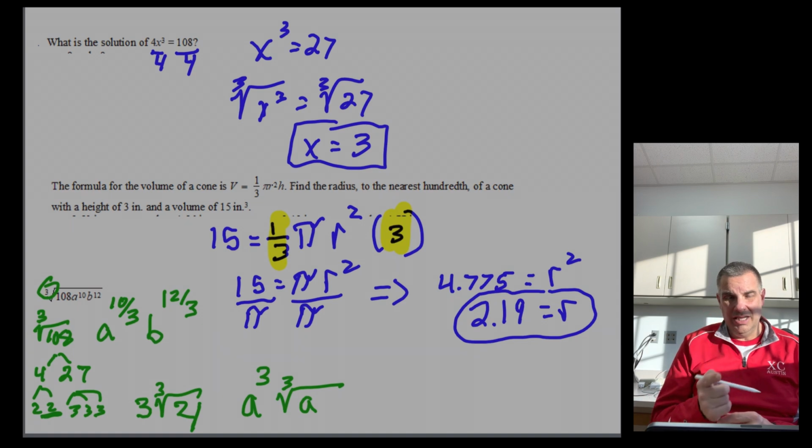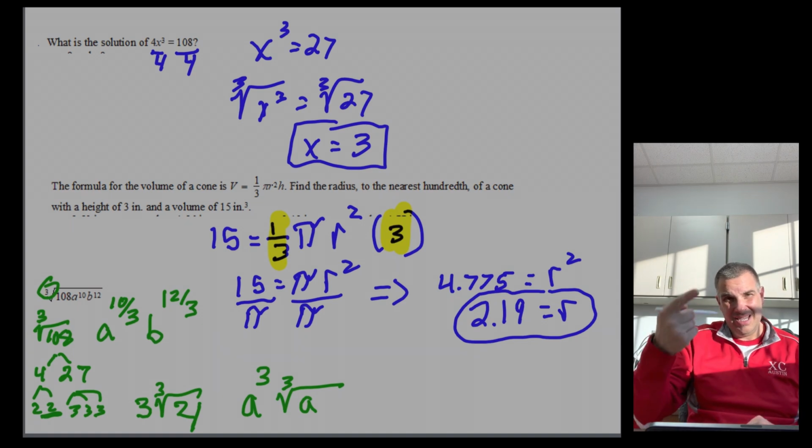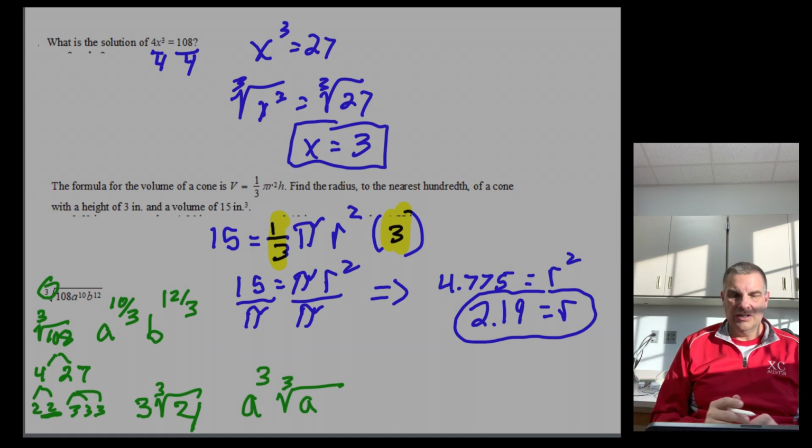Because we've got 1 left. 3 times 3 is 9. We have to have 10, so that's why we have 1 left. So a to the 10 thirds is the same thing as a cubed times the cubed root of a.